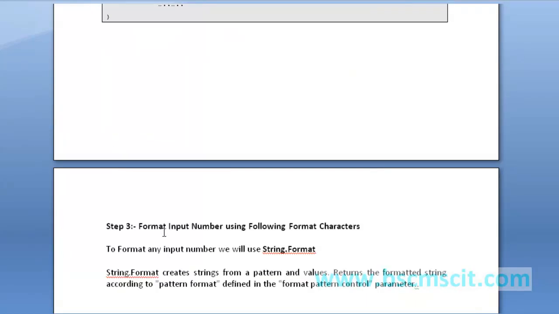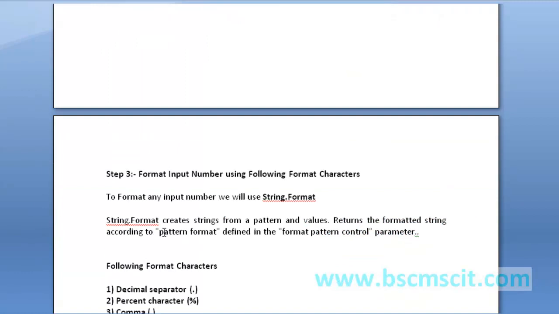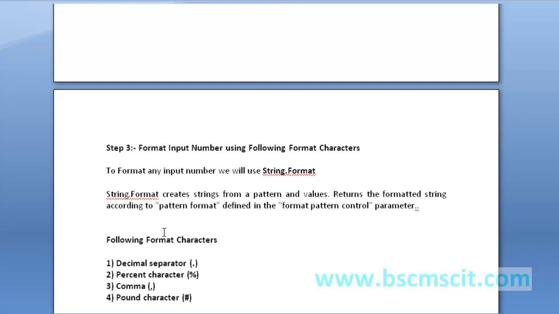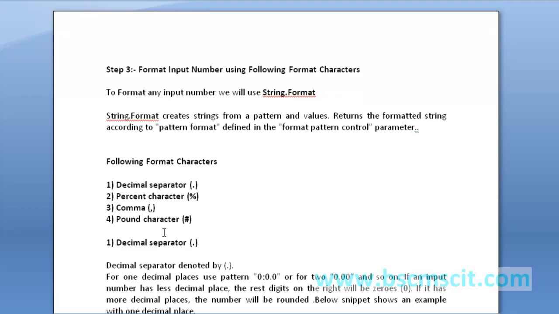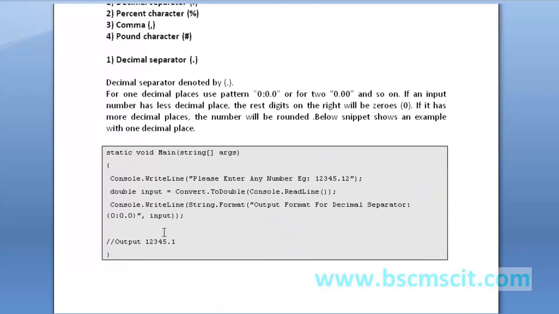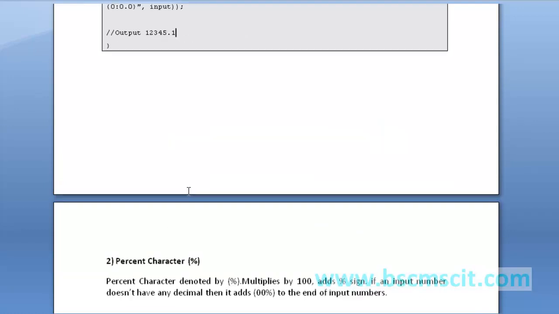Then start explaining something about the string dot format, because without string dot format we cannot format any input number. First write a simple one-line definition: to format any input character we have to use the string dot format method. It takes the pattern and value and returns the formatted string. Then start with the format characters one by one, that is the decimal separator. Just show how you have taken the input number and displayed the output by using the decimal separator, like this, with the output.